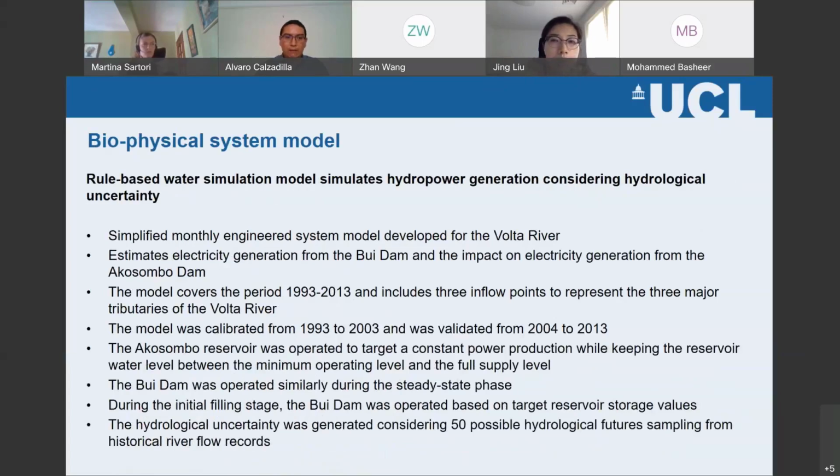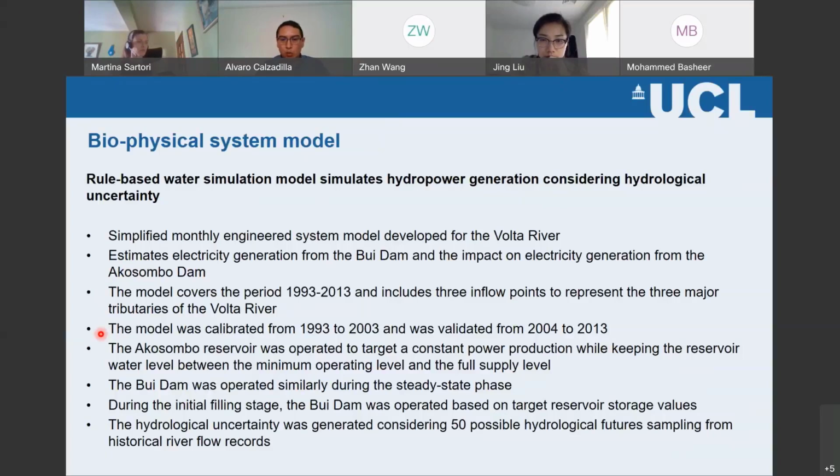I'll talk now a little bit about the biophysical system model. It's a simplified, monthly engineered system model developed for the Volta River. It estimates electricity generation from the Buoy Dam and also the impacts that it could have on generation on the Akosombo Dam. The model covers a period of 1993 to 2013, and it includes 3 inflow points, basically the main 3 tributaries that the Volta River has, that I showed in the previous slide. The model was calibrated from 1993 to 2003 and validated from 2004 to 2013.